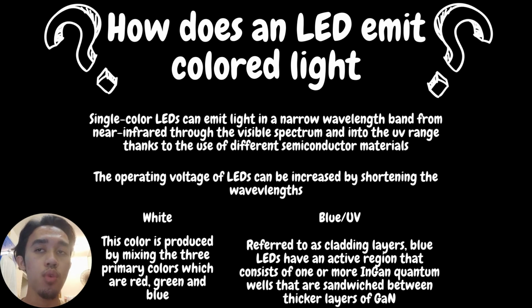Next is blue or UV. The method used is referred to as cladding layers, in which blue LEDs have an active region that consists of one or more InGaN quantum wells that are sandwiched between thicker layers of GaN.